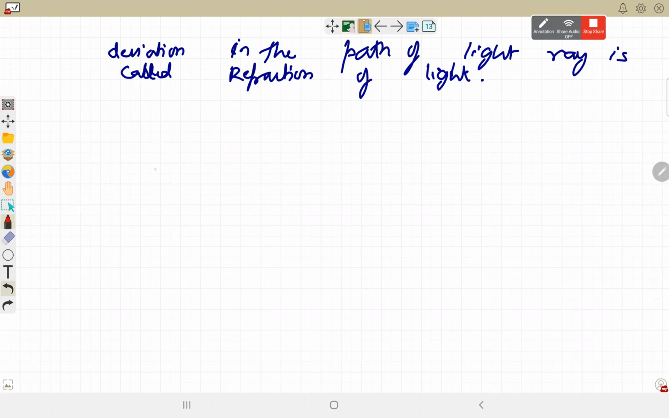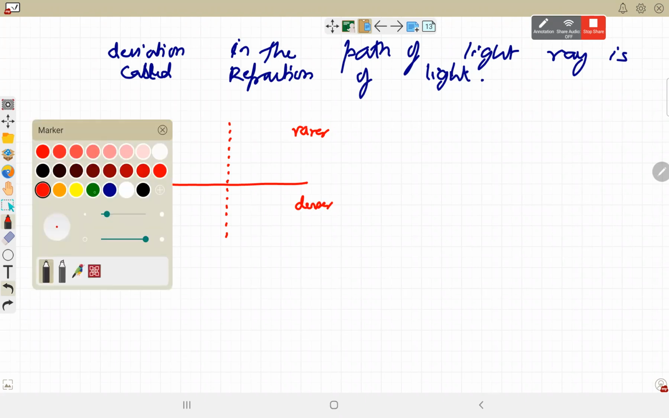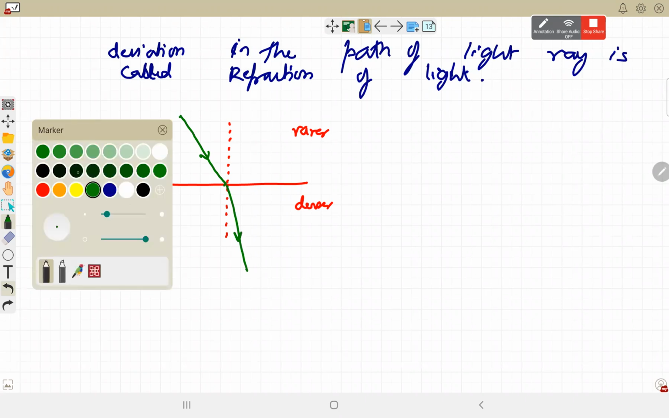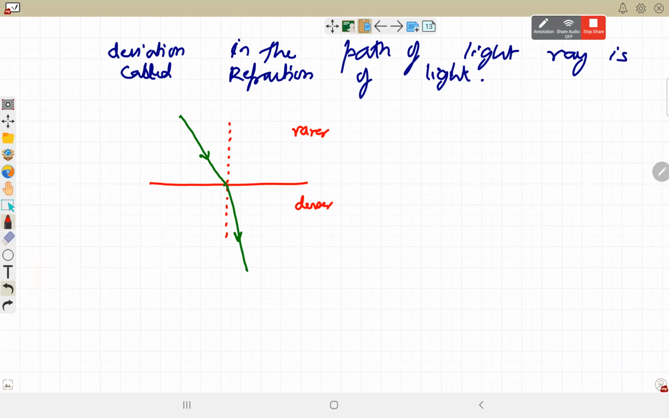Deviation in the path of light. So rarer to denser, light will be bending towards the normal. If it is going from denser to rarer... it is not necessarily कि जो materially dense हो या जिसकी mass density ज़्यादा है वो optically dense भी हो. For example, the kerosene oil. Kerosene oil water से denser होता है या rarer, मतलब density wise?